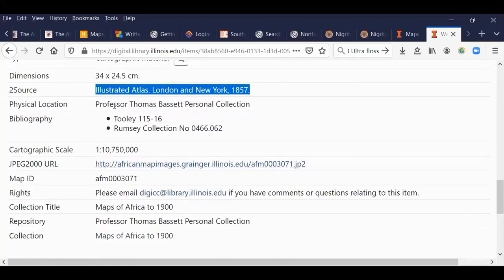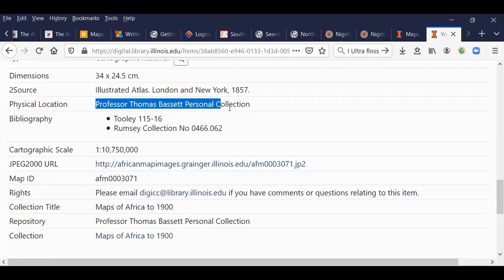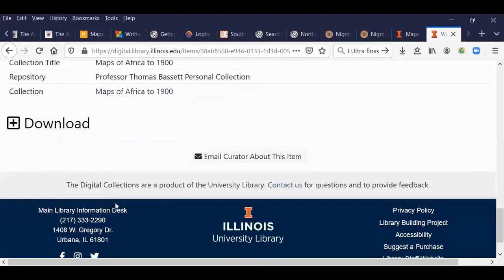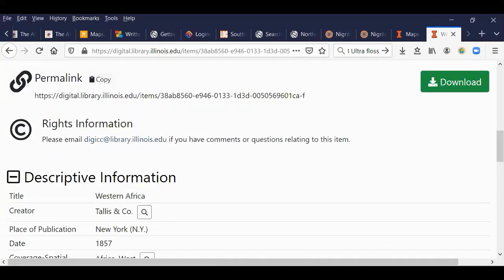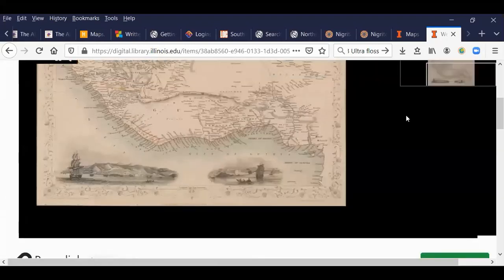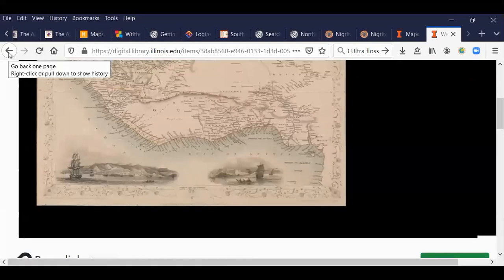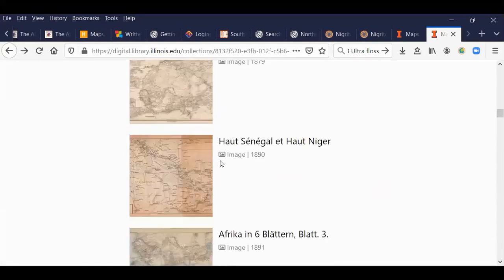These are part of the fantastic collections of Tom Bassett. It's indicated as part of his personal collection, and you can get access to the URLs on it, and you can even download it. So it's really quite useful to have this kind of information available for you in different kinds of files, including a detailed master file, a TIFF file. So for those of you studying West African history in the 19th century, these collections, particularly those of Tom Bassett at the University of Illinois, are very valuable indeed.